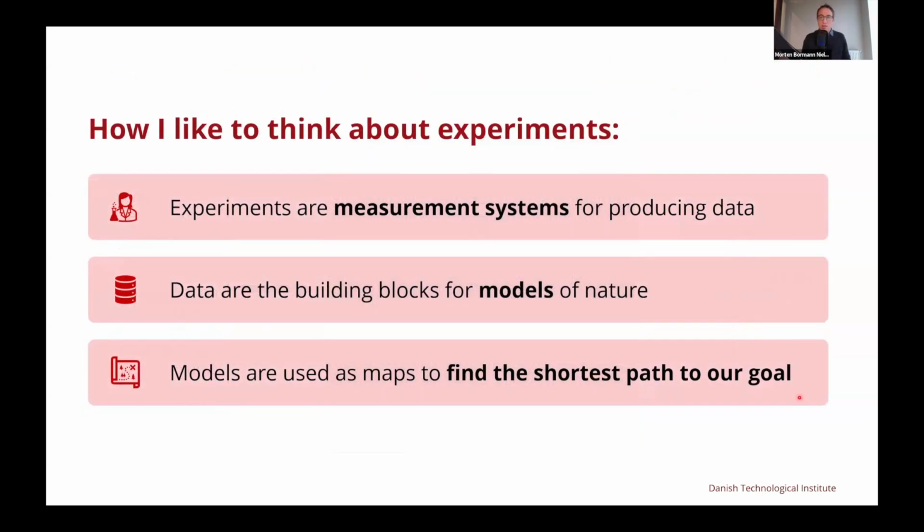I like to think about experiments and frame it in this way, that the reason we do experiments is that they are essentially measurement systems that we use to produce data. And these points of information or data are useful as building blocks for models of nature. And if we use them in the right way, then these models can be used as maps to guide our way through this complicated process to the goal as fast as possible.